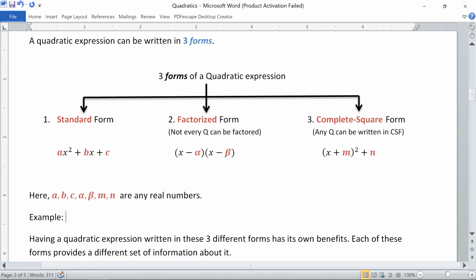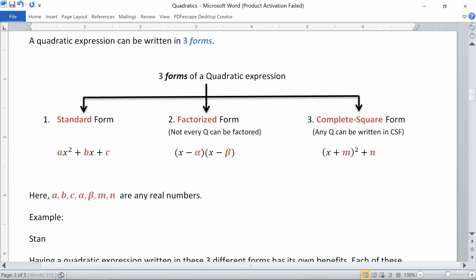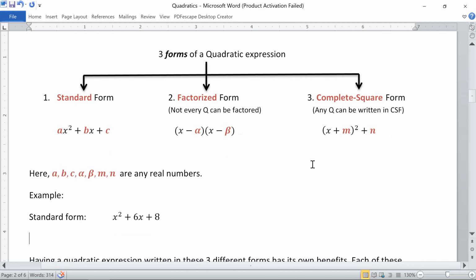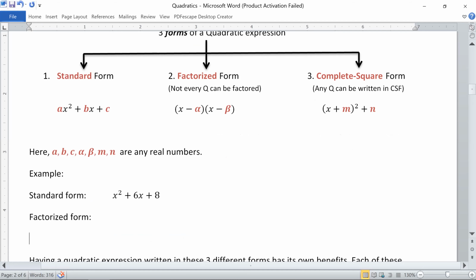Put it in the next line. I'll give you one in standard form. Okay, and can you write it in factorized form? And complete square form.